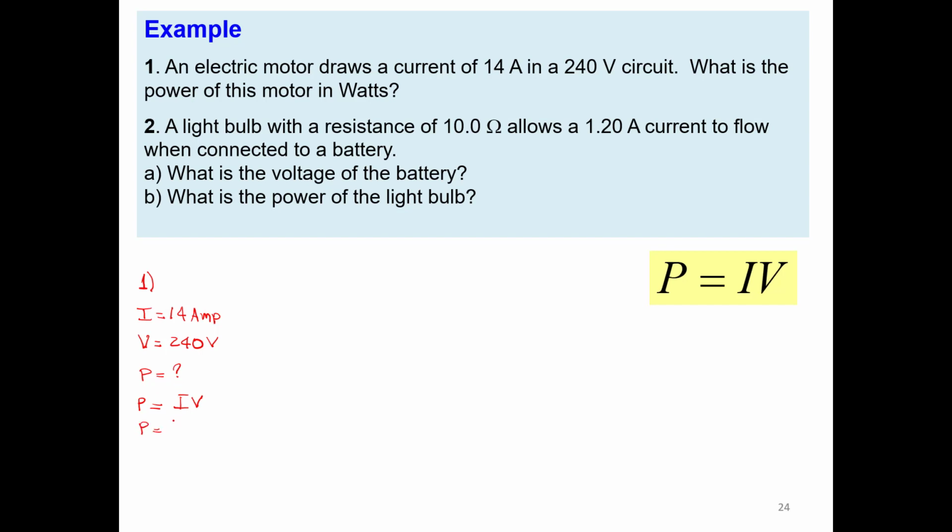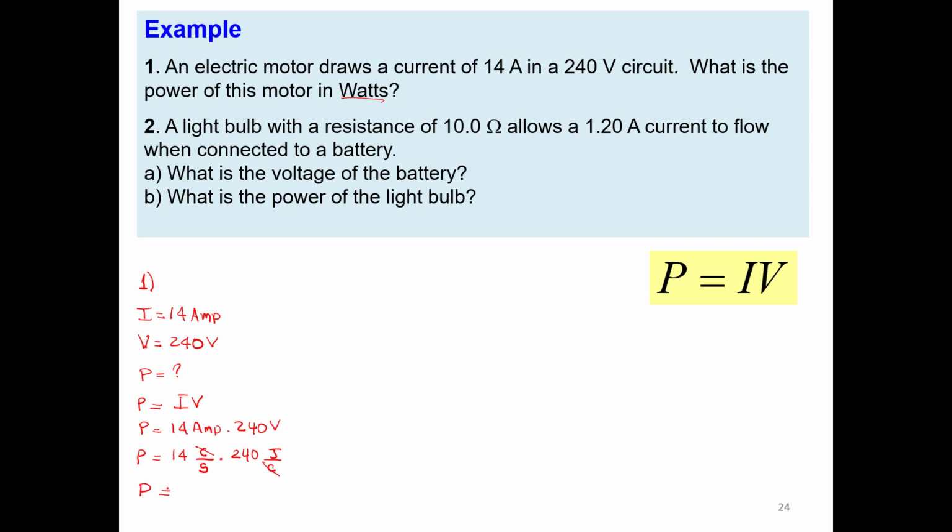Then current will be 14 ampere. Let me write here the units. Then voltage will be 240 volts. We need to give the answer in watts. Then we know power equals current times voltage, but ampere is how much charge per time. Then voltage, but voltage is how much work per charge, it's joules per coulomb. And we know these two units cancel out, and then we can calculate the power.